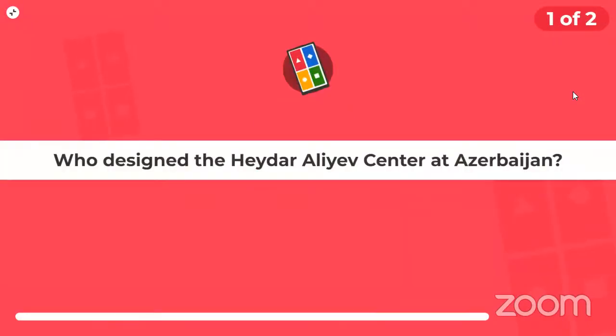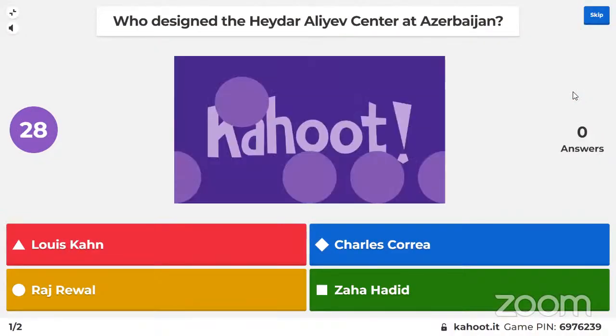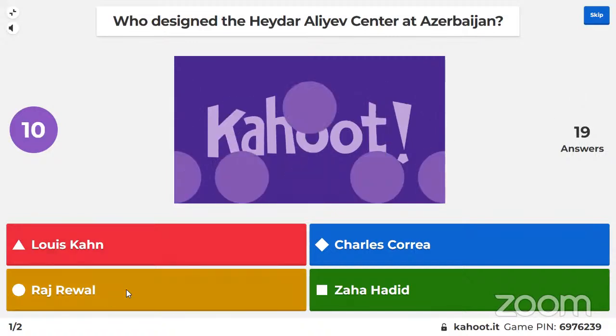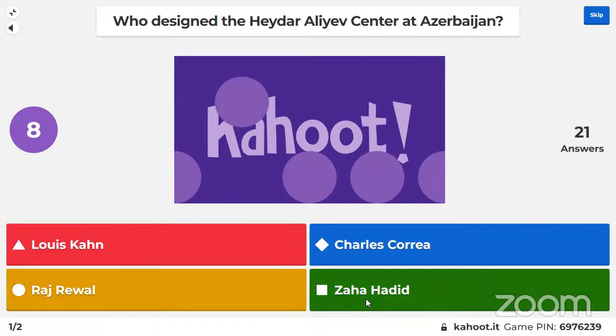The question would come something like this, and there will be 4 options given. The options are color coded. So looking at those options in your mobile, if you're using the Kahoot app, you have to click on the correct color. Whichever ones you believe that it's Charles Courier, you have to click that color. If you think that it's Raj Rawal, you have to click that color. If you think that it's Zaha Hadid, you have to click that color.